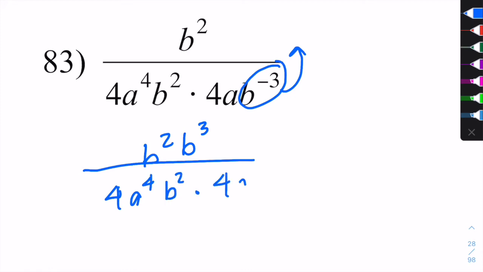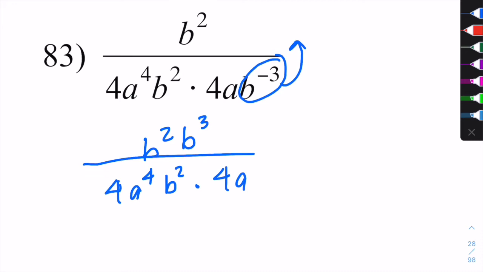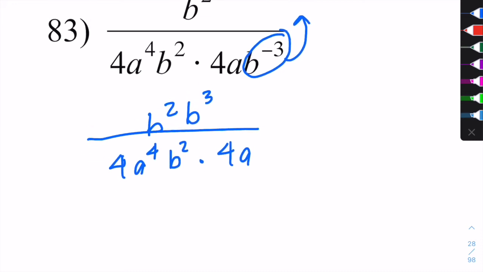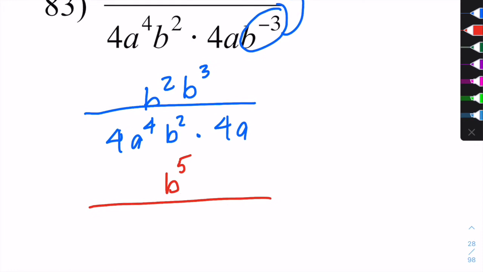All right, so we'll copy down the rest of the denominator there. So we've got numerator, denominator. I'm going to clean up each of them separately. In the numerator, we've got a b to the second and a b to the third. So put our fraction line here. That's really b to the fifth up there. Terrific. 2 plus 3 equals 5. That's our product of powers property.